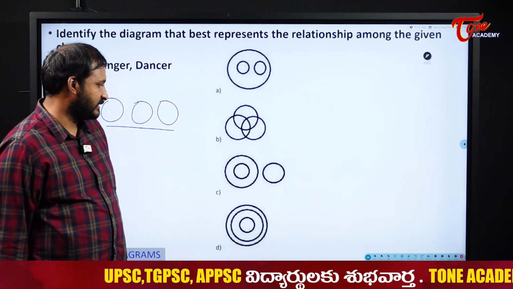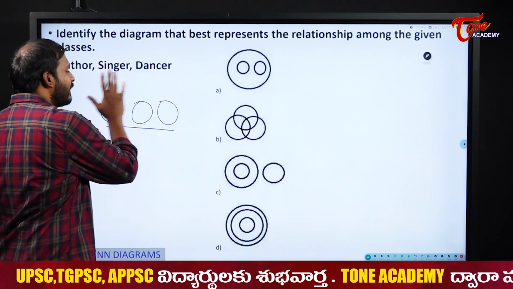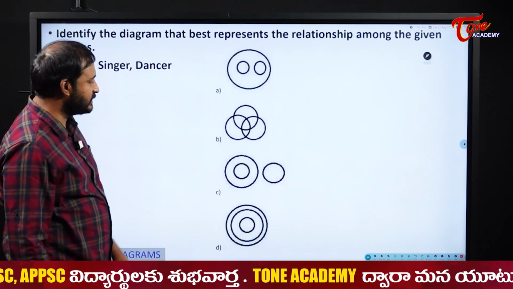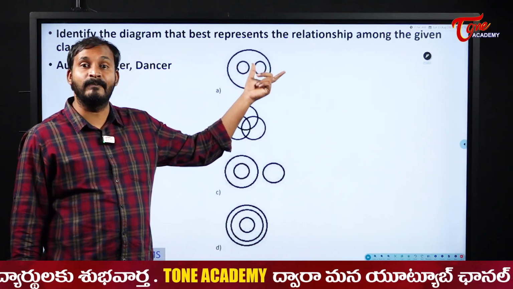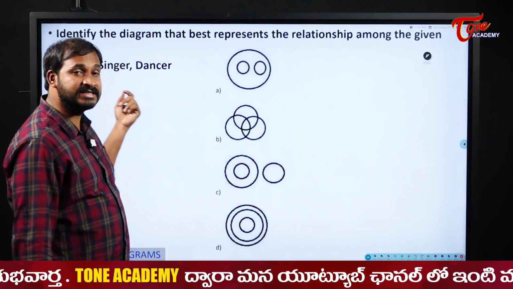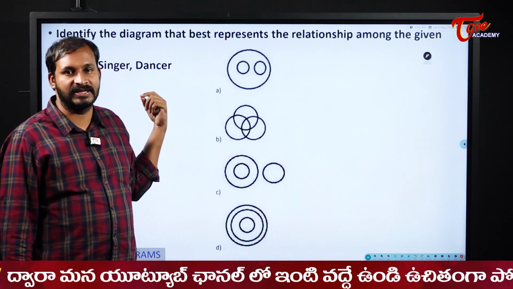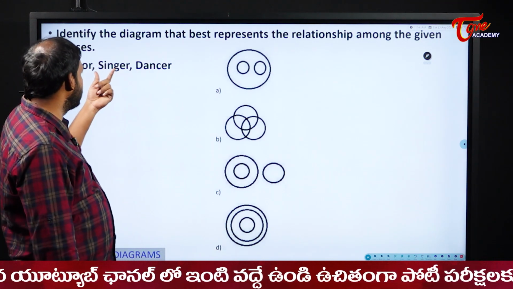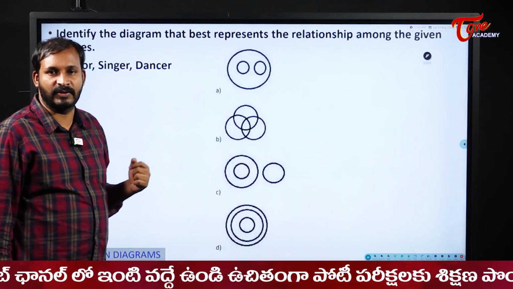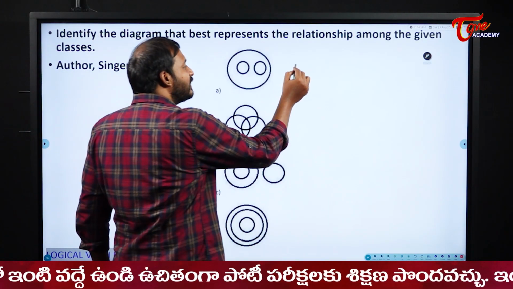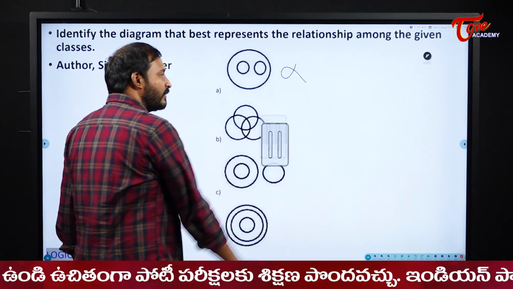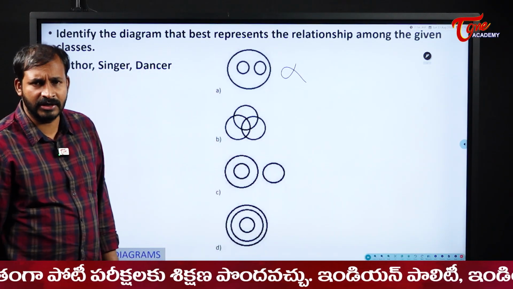Then what is the best method, sir? By option elimination. See here students, according to this, two elements completely belong to the third one. Is there any such possibility? Can all the others become singers, or can all the singers become others? Or can all the dancers become singers? Is there any such possibility? No. So, one element completely belonging to the other element is not at all possible here.